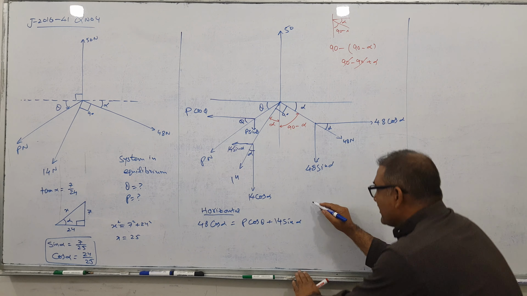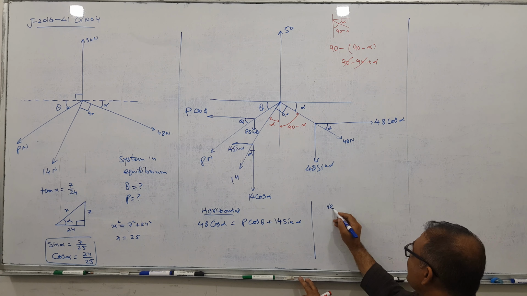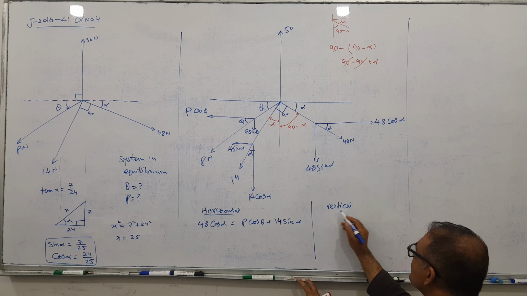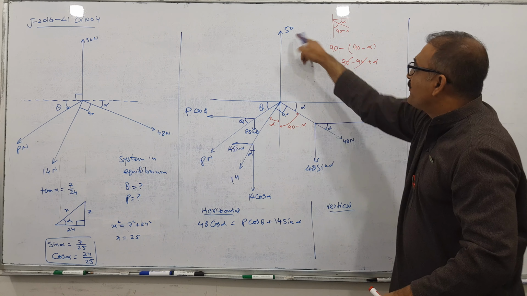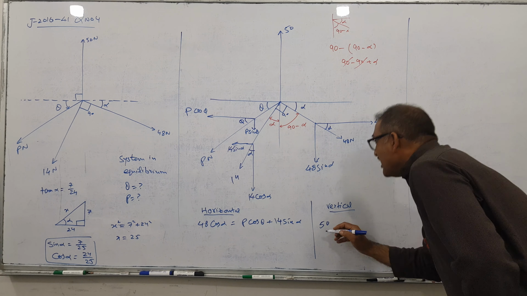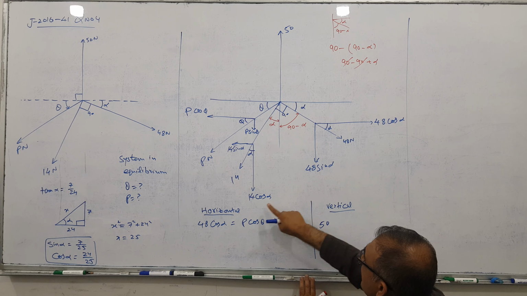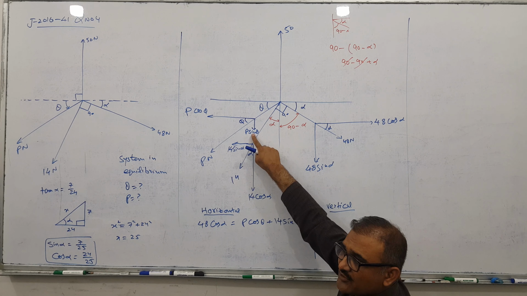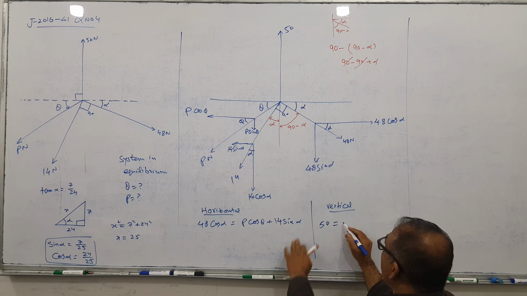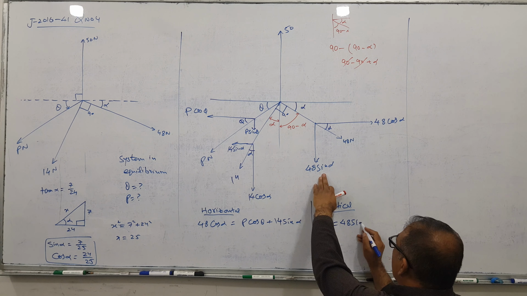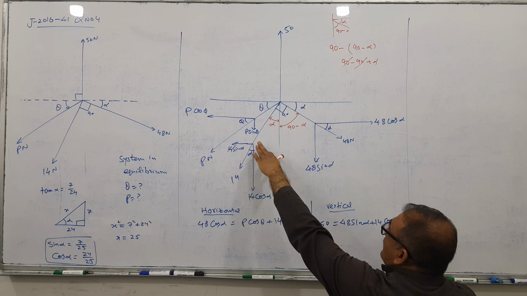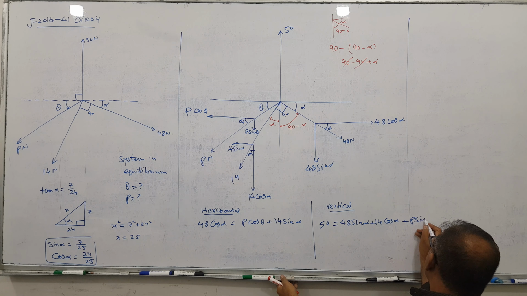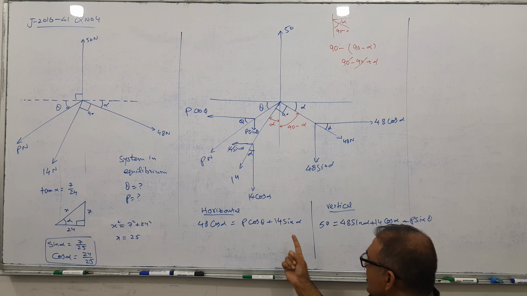Let's talk about the vertical components. Vertical component means upward equals downward. Upward is 50 and downward is these three, you can see clearly. So 50 equals 48 sine alpha plus 14 cos alpha plus P sine theta. Okay, I can replace the values.